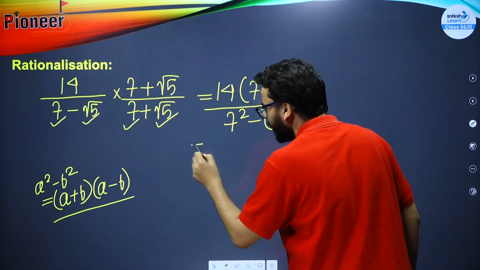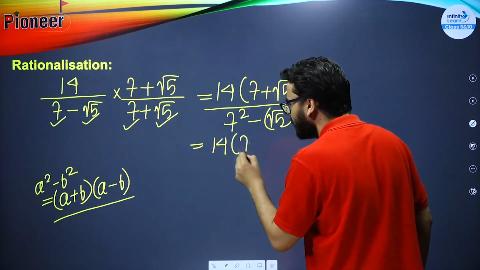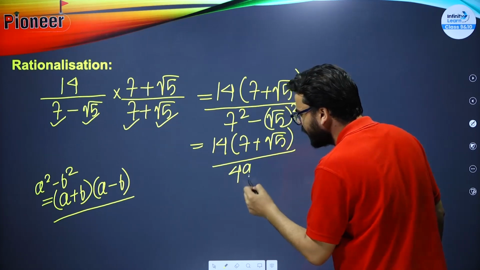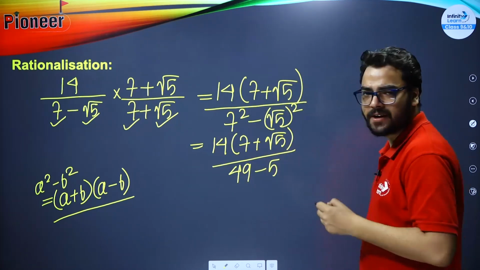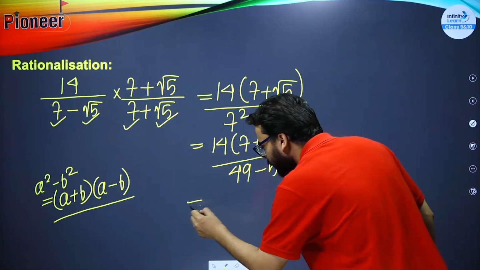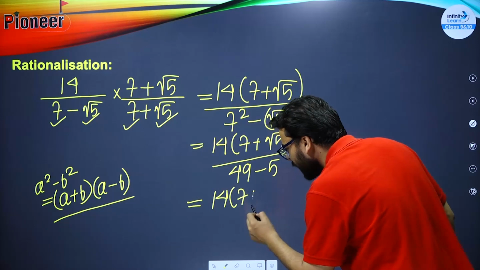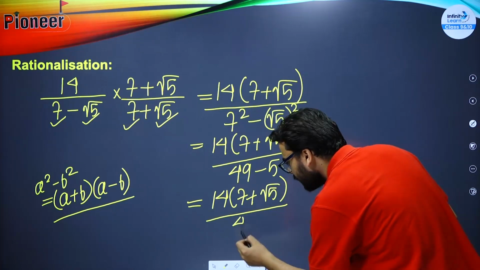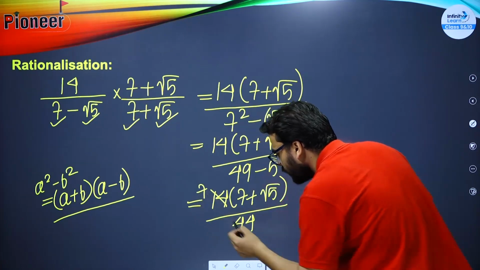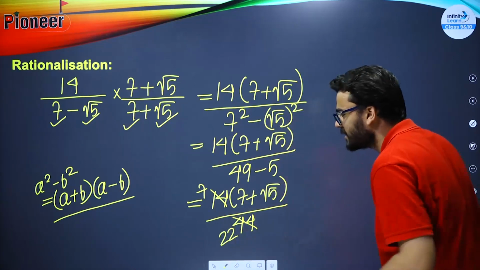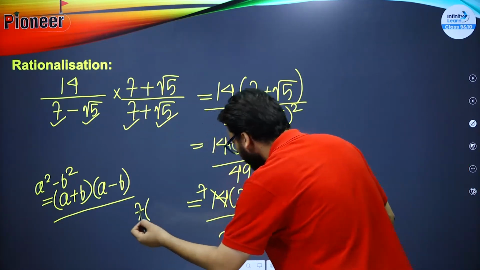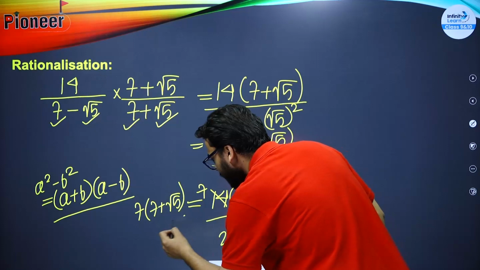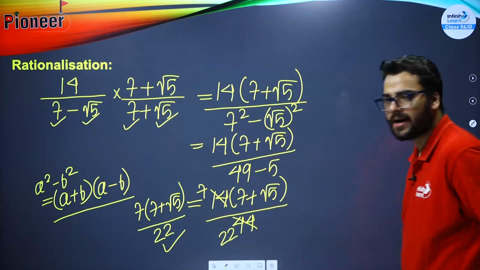Correct? So basically it will come out to be equal to 14 into 7 plus root 5, and basically you see 7 sevens are 49 and root 5 the whole square is 5 only. We have studied it right now. So basically you will get 14 into 7 plus root 5, and in the denominator you are going to get what, guys? 44 basically. So you can further simplify. So you see this is the answer over here. I can say 7 into 7 plus root 5, you can leave it like that, and in the denominator you are having 22. So this thing is the answer, right?